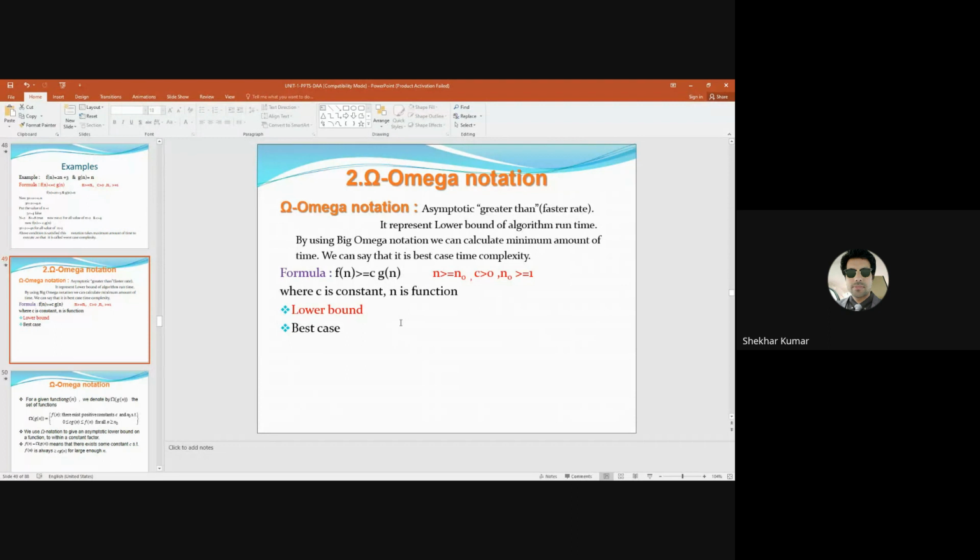You can see that f(n) is now greater than or equal to c of g(n). In big O, f(n) is always less than or equal to c of g(n), but in omega, it is always greater than or equal to c of g(n), for n greater than or equal to n naught, where the values of c and n naught are both constants greater than 0. It denotes your best case, the tightest lower bound of the algorithm.